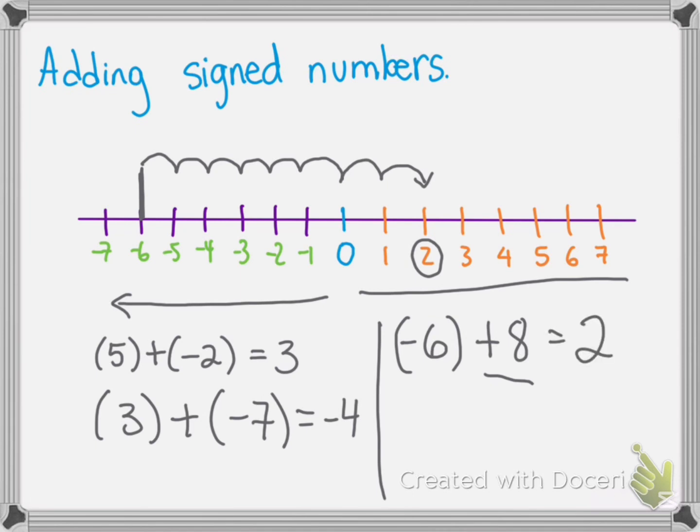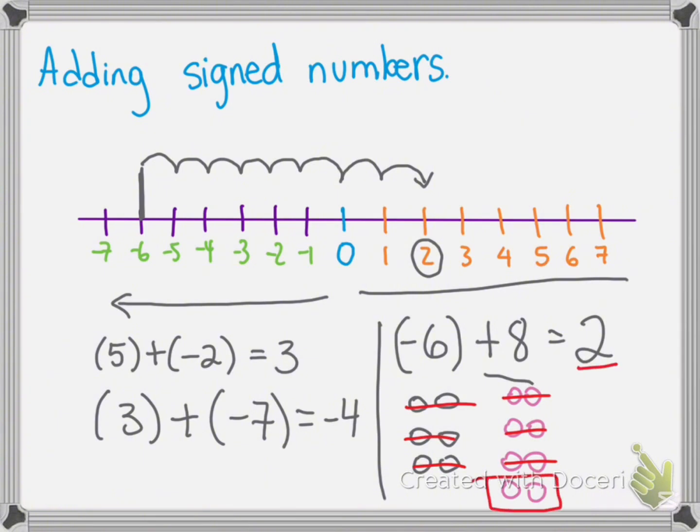Notice that in a way, the positives and the negatives cancel. Let's look at it, for example, if we had it like this. If I have 6 tokens that are negatives, and I have 8 tokens that are positive, so these 2 cancel with these 2, and these 2 cancel with these 2, and these 2 cancel with these 2. Notice that I end up with 2 positive, which is what we got for our answer.